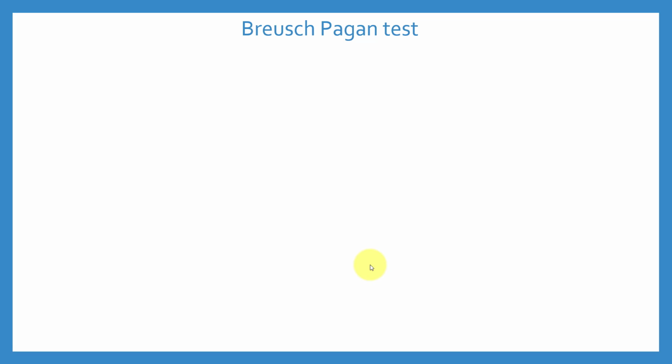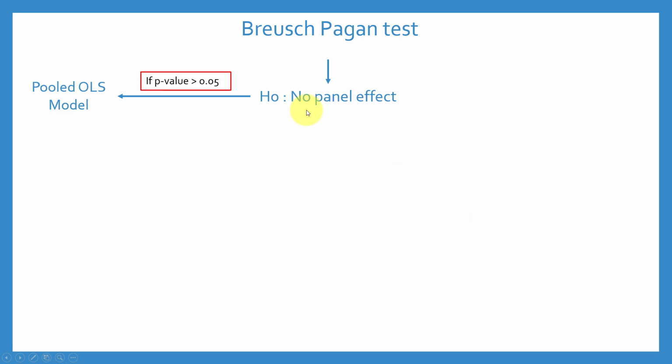If I convert that into hypotheses more explicitly, that would give us an idea. First we use the Breusch Pagan test, and the null hypothesis is that there is no panel effect. Hence if the p-value of this Breusch Pagan test is greater than 0.05, then we cannot reject this null hypothesis and we can use pooled OLS. That is, there is no panel effect. But if the p-value is less than or equal to 0.05, we reject the null hypothesis and accept the alternate hypothesis, which is that there is a panel effect.